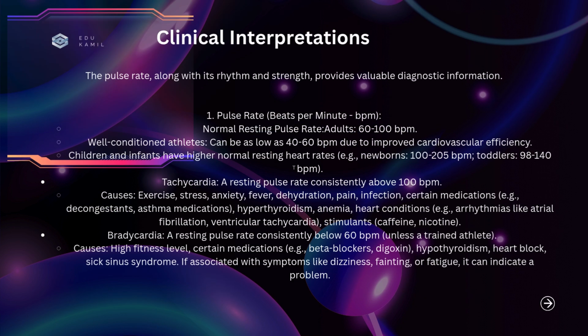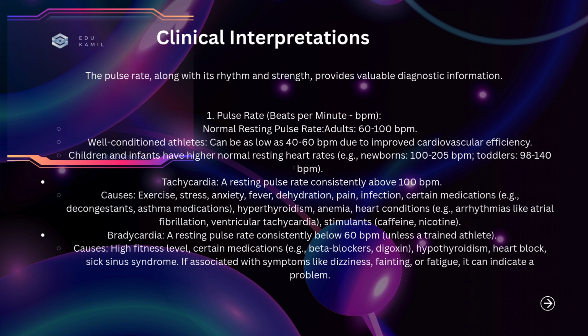The pulse rate, along with its rhythm and strength, provides valuable diagnostic information. 1. Pulse rate, beats per minute, BPM, normal resting pulse rate. Adults, 60 to 100 BPM. Well-conditioned athletes can be as low as 40 to 60 bpm due to improved cardiovascular efficiency. Children and infants have higher normal resting heart rates, e.g., newborns, 100 to 205 bpm, toddlers, 98 to 140 bpm.